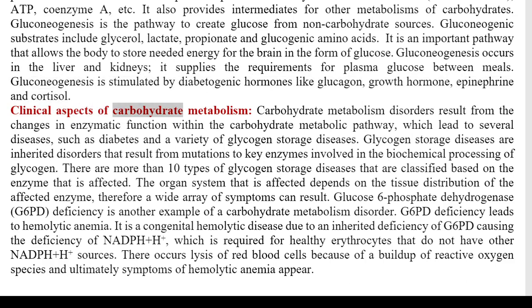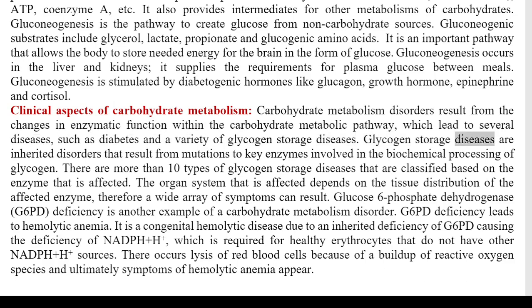Clinical aspects of carbohydrate metabolism. Carbohydrate metabolism disorders result from the changes in enzymatic function within the carbohydrate metabolic pathway, which lead to several diseases, such as diabetes and a variety of glycogen storage diseases.